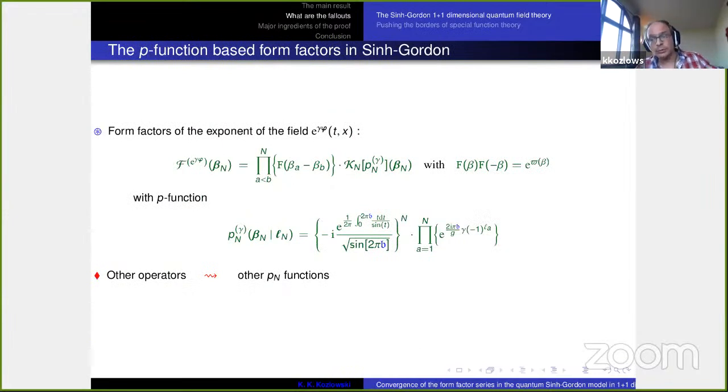So basically, if one follows all this line of thought, then, for instance, you can construct form factors of the exponent of the field in the following form for the Sinh-Gordon model. So basically, you produce solutions to the bootstrap program. So you have this prefactor, a product of some explicit function f of the difference of the variables beta_a minus beta_b, and then this K_n transform.